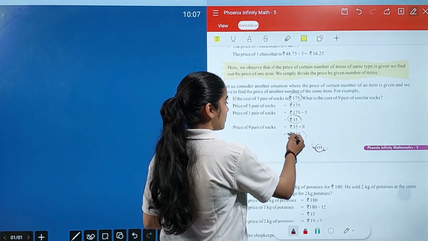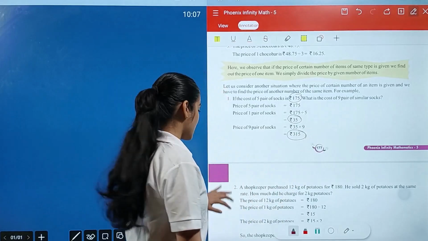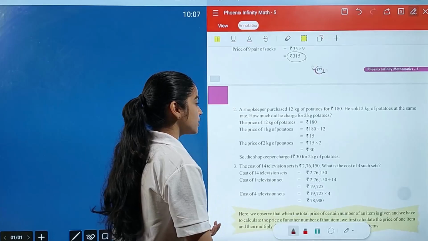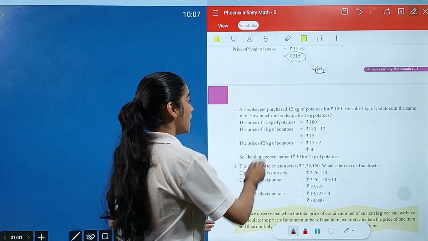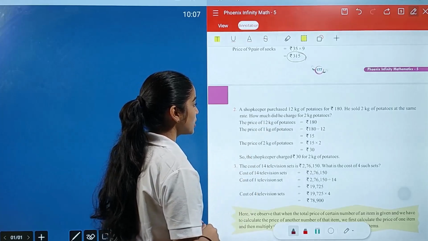35 multiplied by 9, which is 315 rupees. Now a shopkeeper purchased 12 kg of potatoes for 180. He sold 2 kg of potatoes at the same rate. How much did he charge for 2 kg of potatoes?